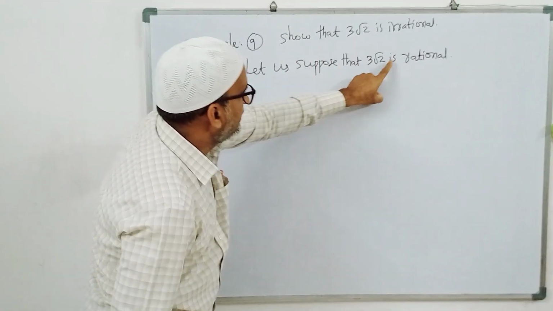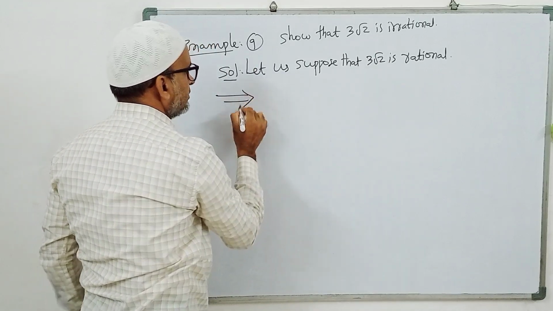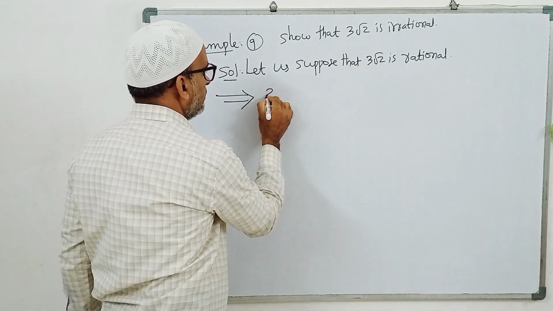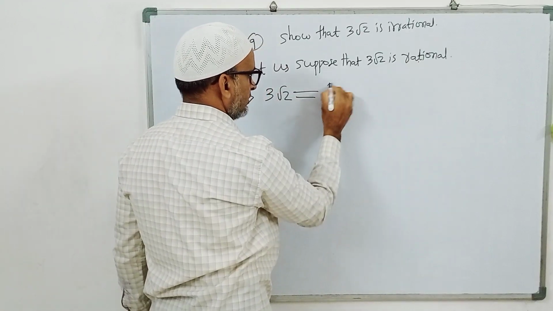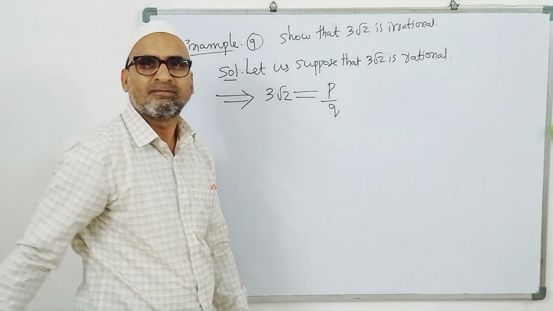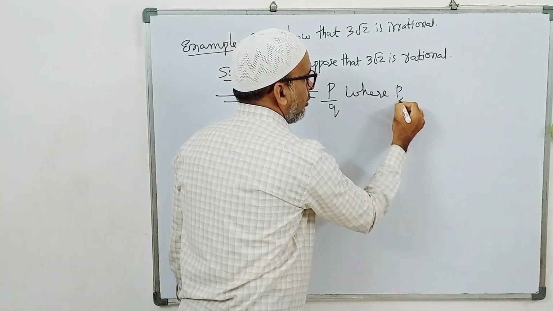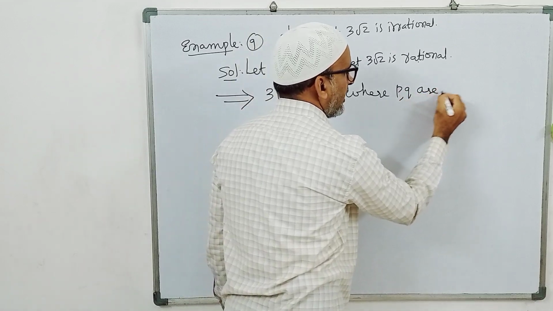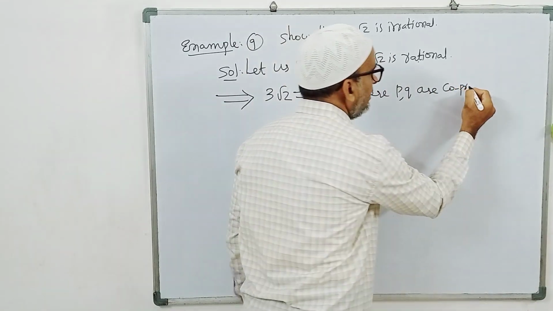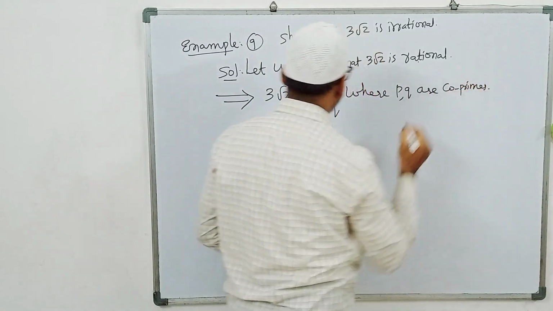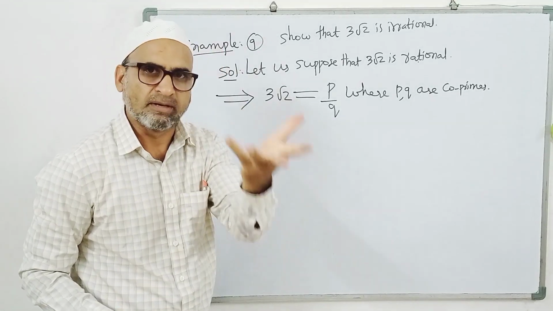English sentence is means is equal to. So when 3 root 2 is there, implies 3 root 2 is equal to rational, means p by q, where p, q are co-primes. Instead of p, q belongs to Z, q is not equal to 0, directly I am taking co-primes. Means these are having only one common factor, that is 1.